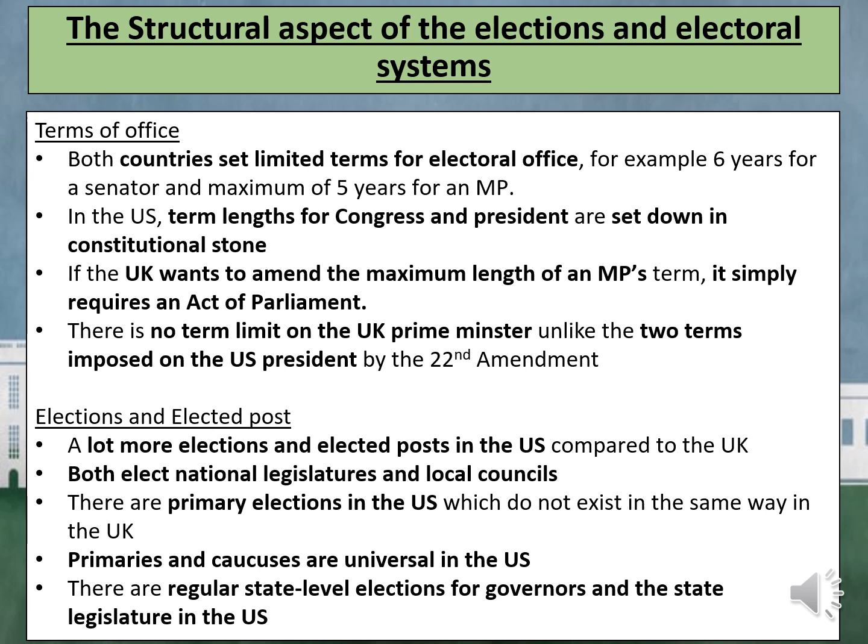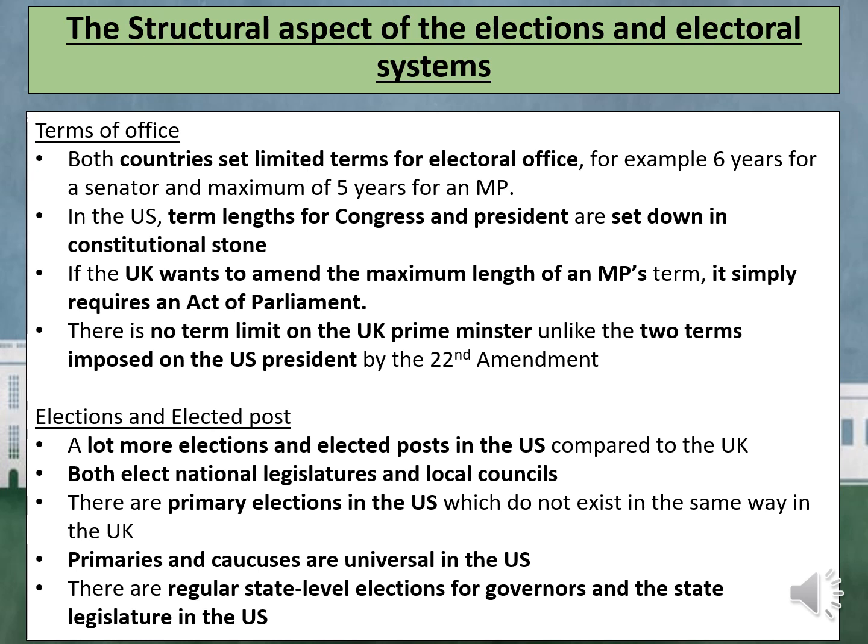There is no term limit on the UK Prime Minister position, unlike the 2 terms imposed on the US President by the 22nd Amendment. There are also differences in the number of elections and elected posts. A lot more elections and elected posts happen in the US compared to the UK. Both elect national legislators and local councils.